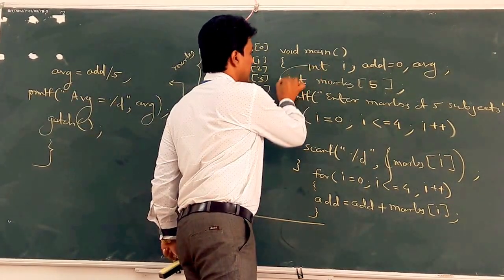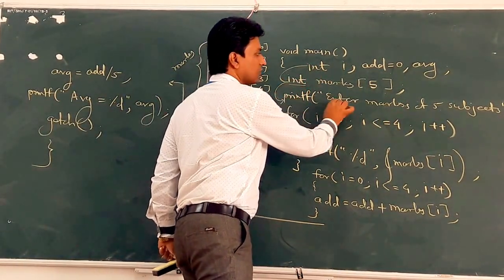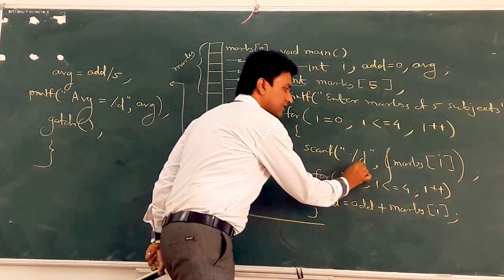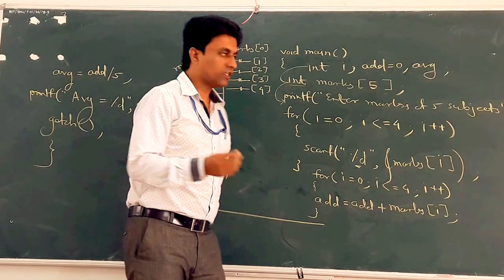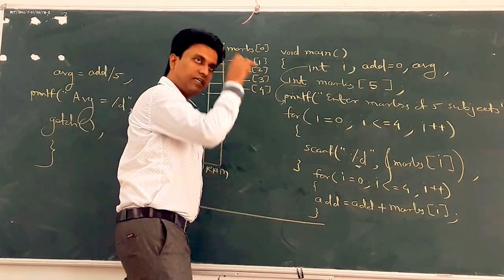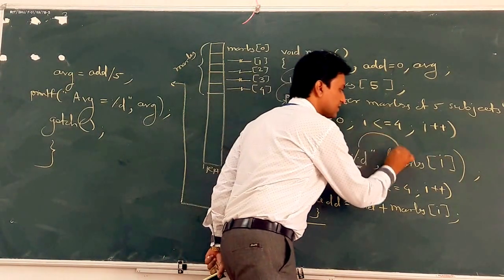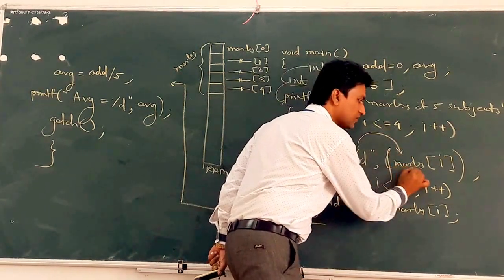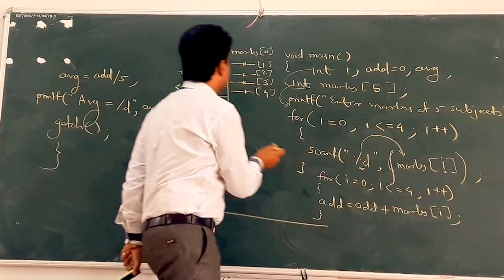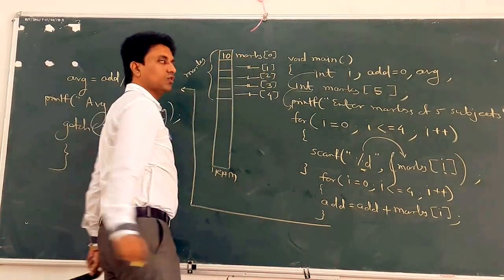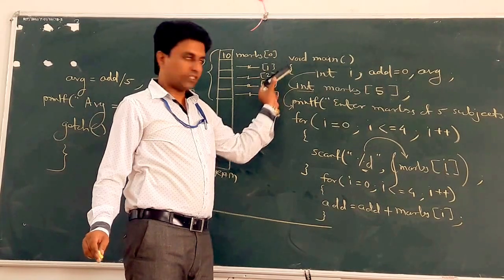So now how does it execute? First, these are declaration statements. After that, on the console, enter marks of 5 subjects only once. After that, the cursor is blinking for taking marks. When you enter 10 and press the enter key, then automatically that mark is stored at the address of marks of 0, because initially i is 0. So suppose 10 is stored in the marks of 0th location.